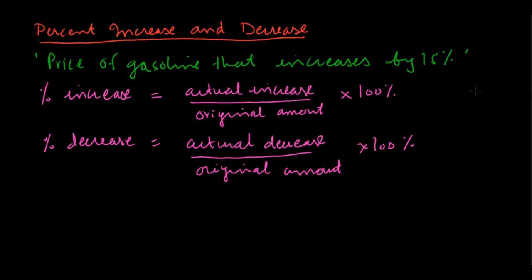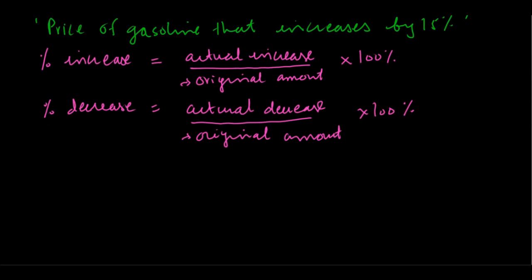Okay, so putting numbers here, let's look at an example, and also note that in both cases the denominator is the original amount. This is very important, and frequently the GRE will test you on this. So let's say the price of petrol goes from 100 to 115, and then maybe it goes from 115 back to 100. So what is the percent increase in the first case, and what's the percent decrease in the second case?